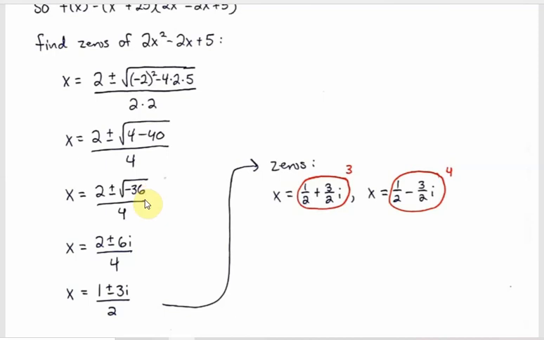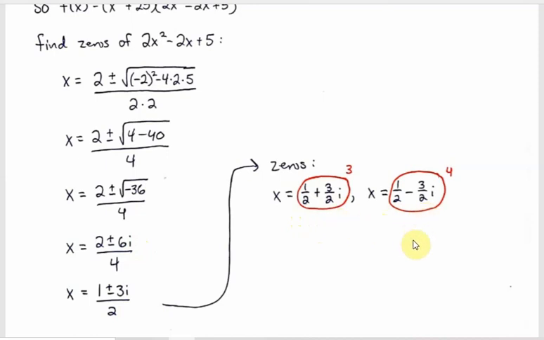So we already know what that is. That's 6i. So you have 2 plus or minus 6i over 4. So that's 1 plus or minus 3i over 2. And if you want to write it with distinct real and imaginary parts, I rewrote the two numbers that way here, where it's 1/2 plus 3/2 i, 1/2 minus 3/2 i. And those are the other two zeros.